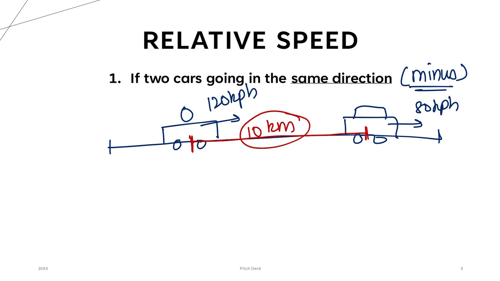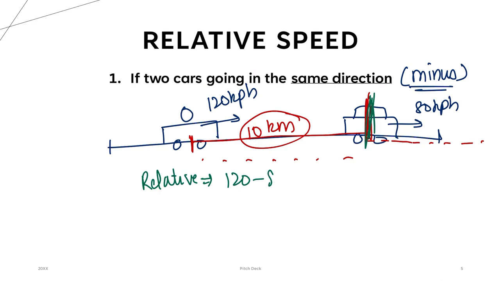First thing you could do is assume that it keeps moving for some time. Then what will you do? The distance traveled by the car in front of me minus the distance traveled by me should be equal to 10. That is a long process. Or what I can do is assume this car is at halt, not moving. So my relative speed will be 120 minus 80, that is 40 kilometers per hour.